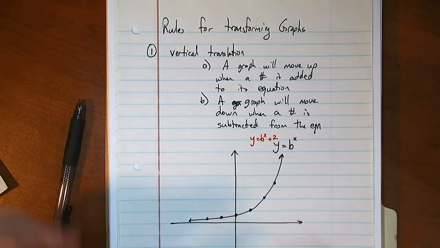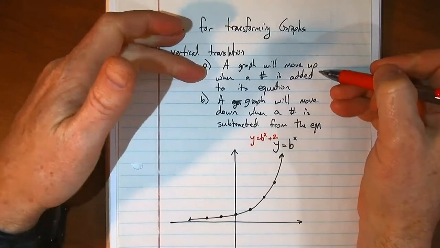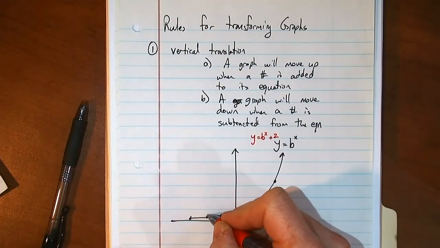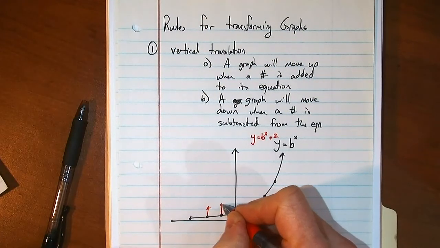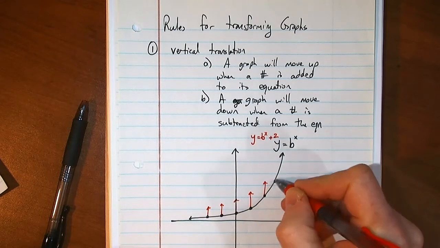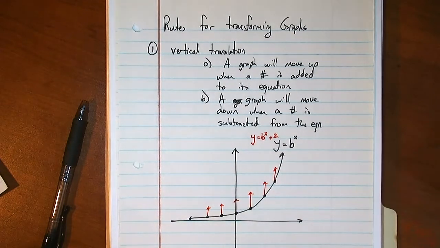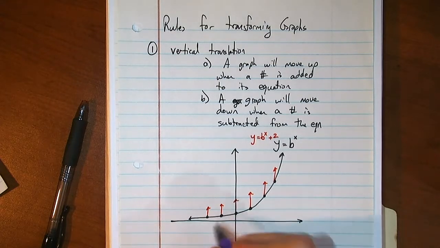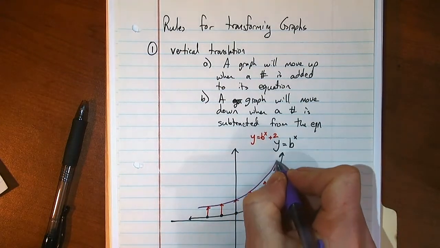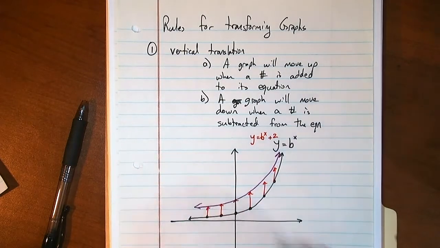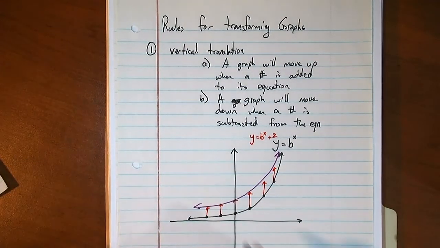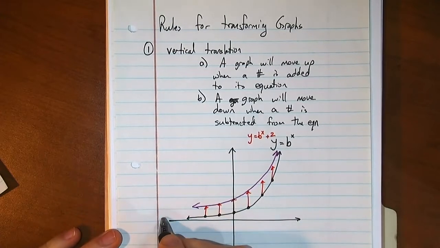If I do something like that, then it's going to cause the graph to move up. If you add something to the equation, the graph moves up. So every one of these points will move up 2 units from where it is. And so what you end up with is a new graph that's up higher, something like that. Now, remember, this graph flattened out along the x-axis.